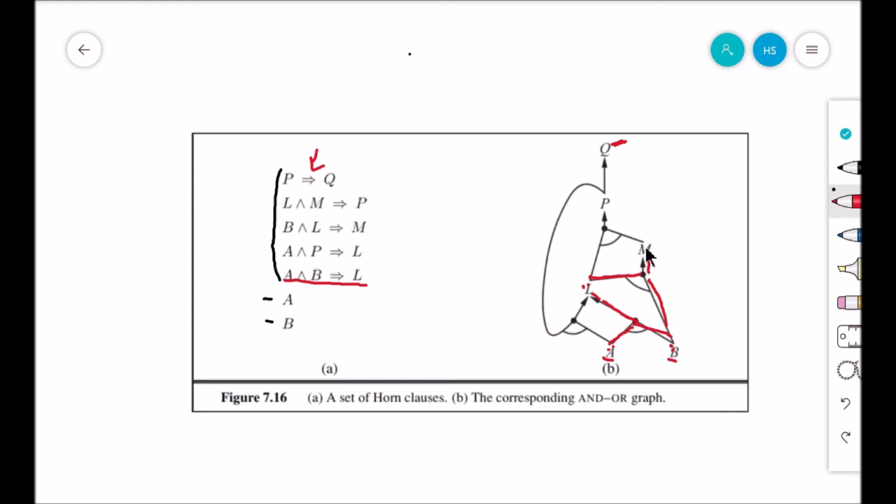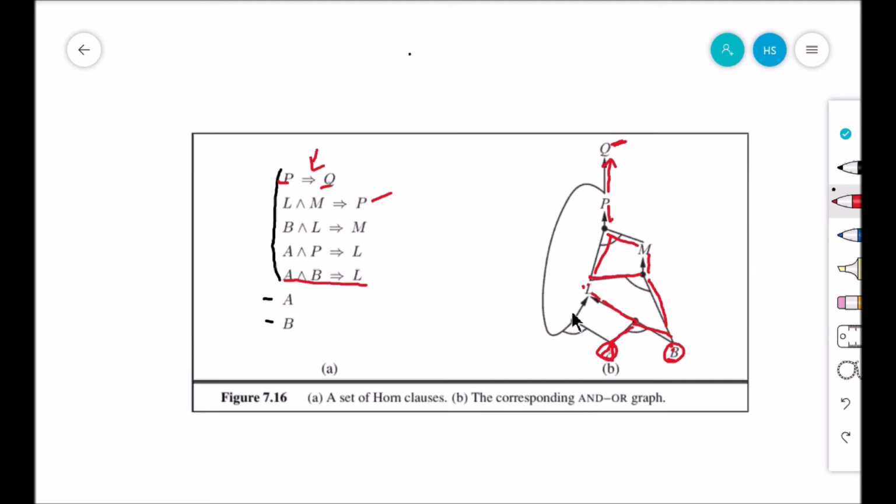Now, what about M and L? Well, there's M and there's L. That's that implication right there. That gets you to your P, and then P implies Q. That gets you to your Q. So what that illustrates is the series of implications that you have to do to get from your starting point, which is A is known and B is known.